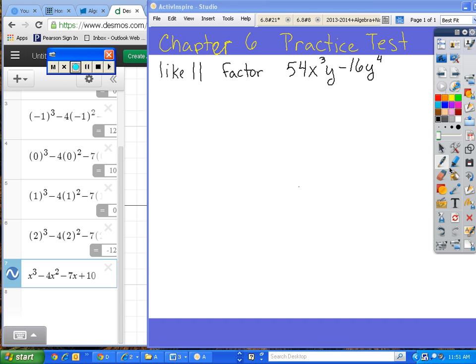Okay, so we're going to look at a problem that's similar to number 11 here. It's slightly different, but very close. All right, so the first thing we're going to do is see, are there any factors that are common among 54 and 16?